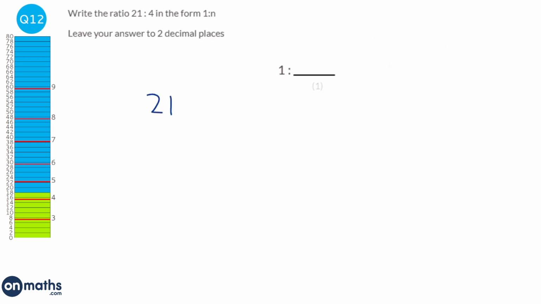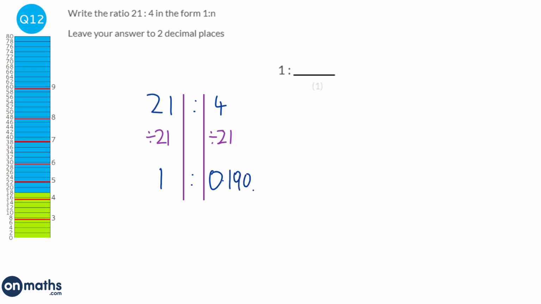So we're given 21 to 4 is the ratio. And we're just going to have our lines in, because what we need to do is make the left-hand side be 1. And to do that, for 21, I need to divide it by itself, divide it by 21. And we're going to do the same to the right hand side. So 21 divided by 21 is 1. Perfect, that's what we wanted. 4 divided by 21 is 0.190 and so on. It says it wants it to 2 decimal places, so it's going to be 1 to 0.19.